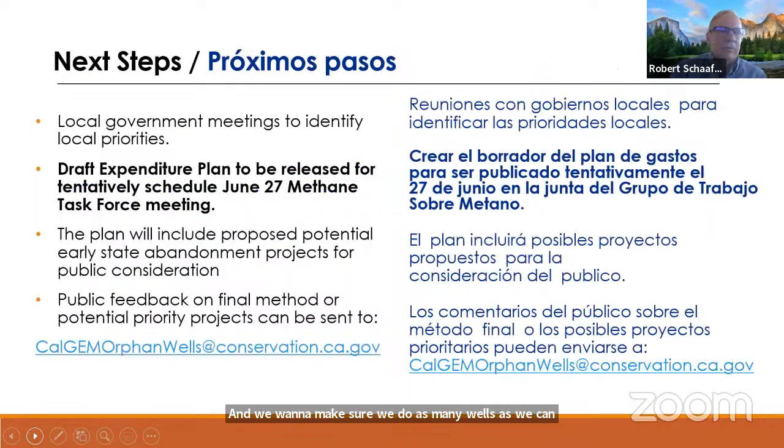Next slide, please. So with all that information, we've had local government meetings to identify local priorities. We've met with other groups, like we're doing here today. And we're putting together a draft expenditure plan that's going to tentatively be released on June 27th at the Methane Task Force meeting. This plan will include the proposed potential early state abandonment projects for consideration of the public. And when we do that, we'd like to hear from you about that.